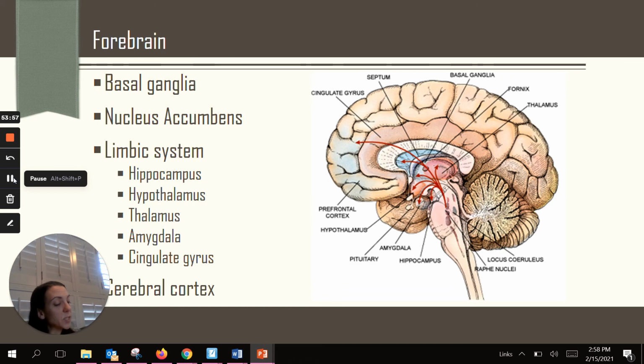The hypothalamus plays a role in motivated behaviors such as feeding, drinking, sex. It's also responsible for temperature regulation. It's also responsible for fighting behaviors. The thalamus is our relay center for sensory input, all of our senses except for smell. It's responsible for focusing our attention on stimuli.